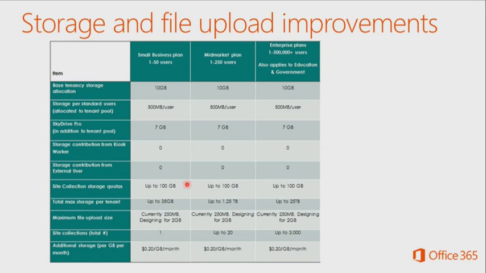Site collection storage can be up to 100 gigabytes. So we can add on to that 10 gigabyte. No matter how many users we have, the maximum is 100 gig per site collection. Per site collection, correct. But you can have multiple site collections. In some plans. In some plans, right. Total max storage for small business is 35 gig. Mid-market plans is 1.25 terabytes, and up to 25 terabytes for enterprise plans.